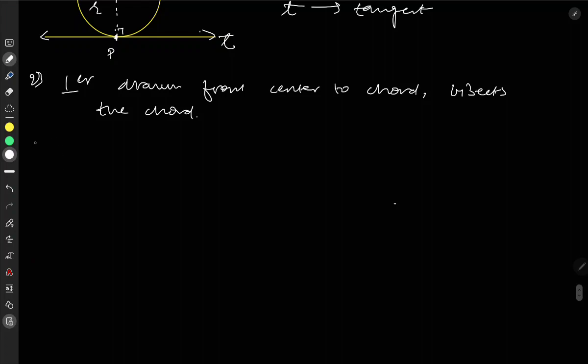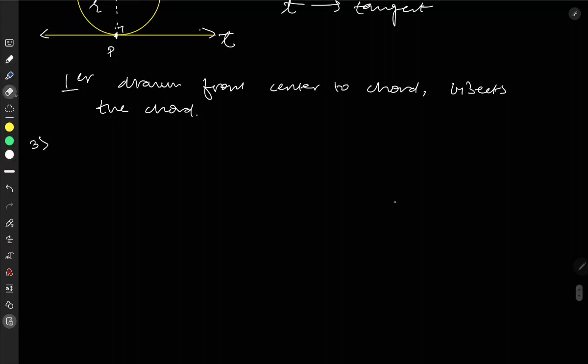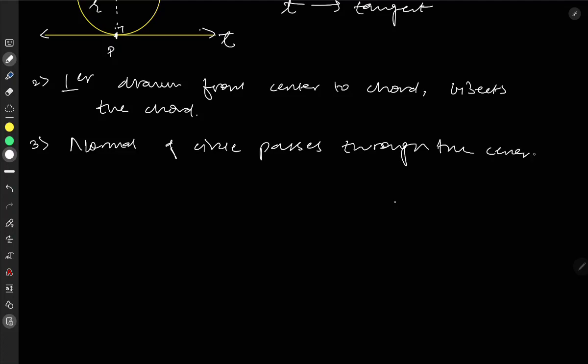And this is something we just have to remember, because it is a proof not that lengthy, and we have done this proof in lower standards. The third one is the normal of a circle, which passes through the diameter, passes through the center. Now some might be asking what a normal is. Normal is a perpendicular line.